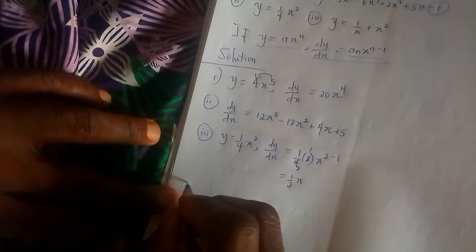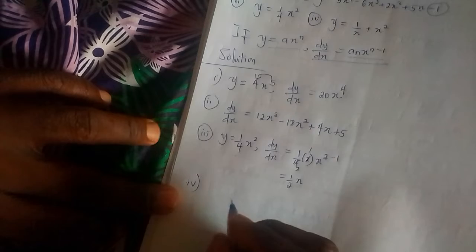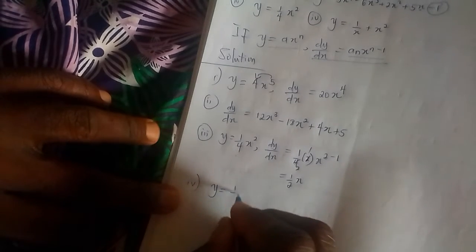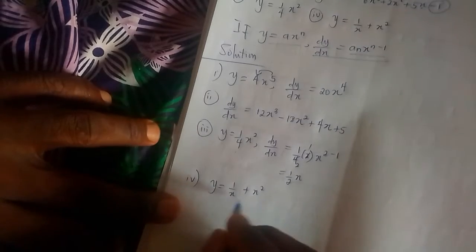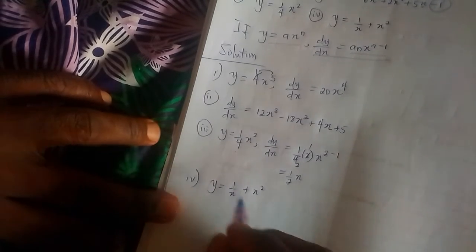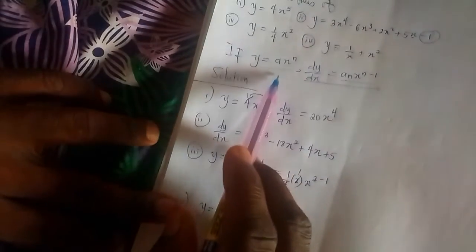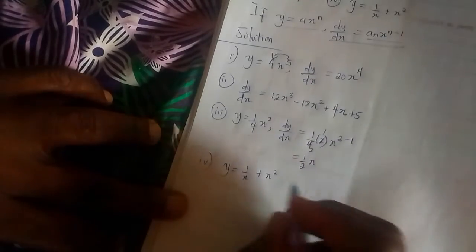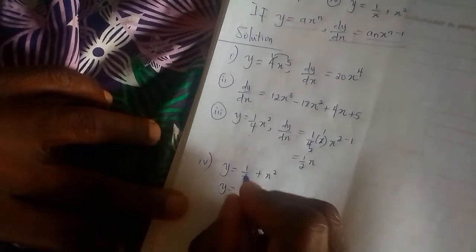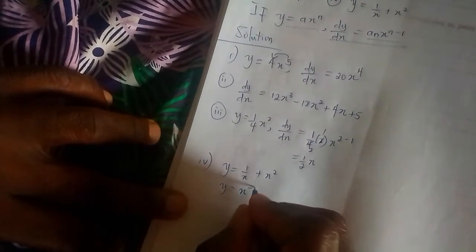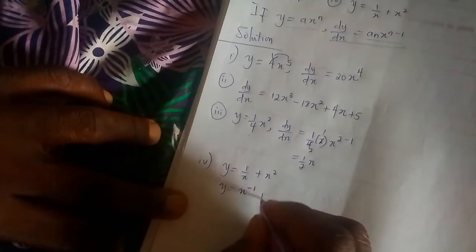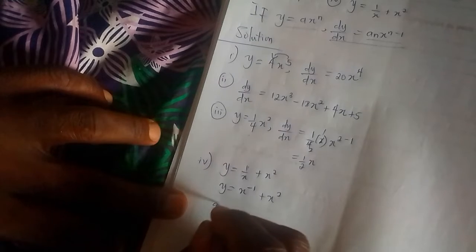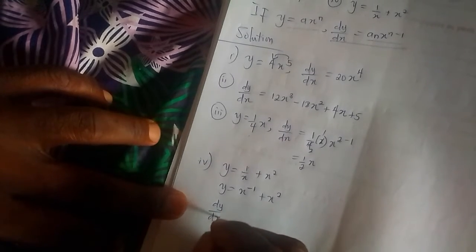So then the fourth one, which is number 4, we have y equals 1 over x plus x squared. Now this looks like something we don't know, but we can change this one to be in this format. So I'm going to write this now as 1 over x, which is the same as x to the power minus 1. So it looks like what we are given here now. Then plus x squared.